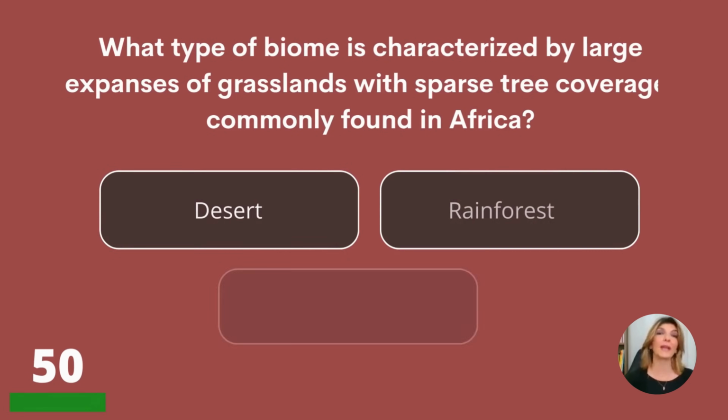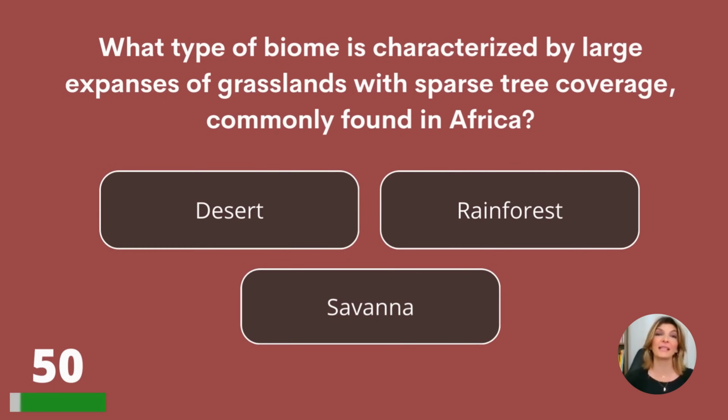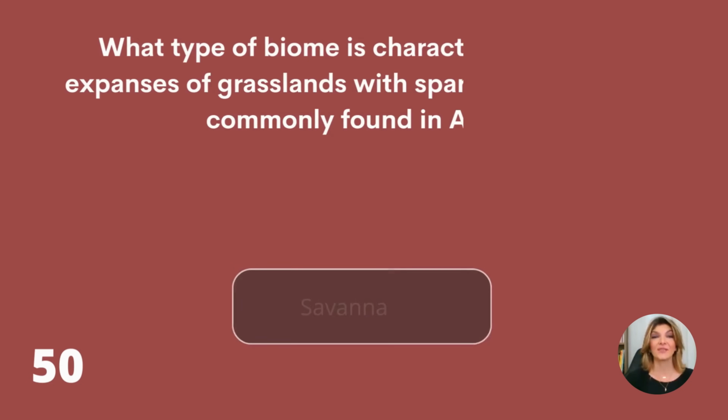Question 50. What type of biome is characterized by large expanses of grasslands with sparse tree coverage commonly found in Africa? Desert, rainforest, or savanna? Savanna.